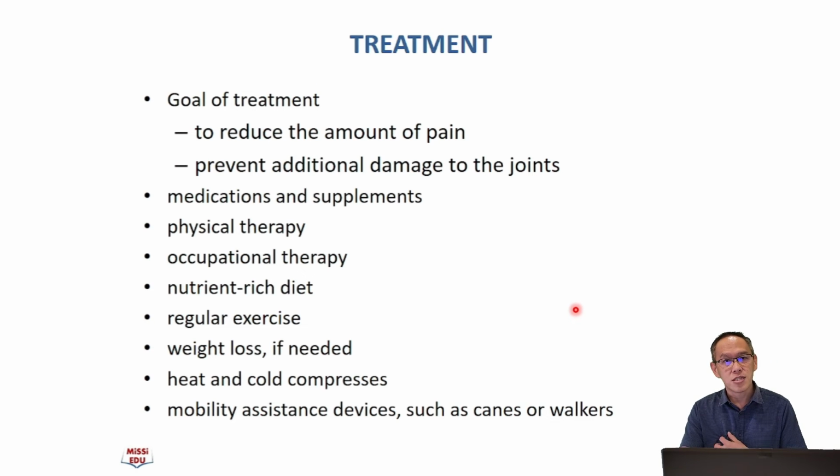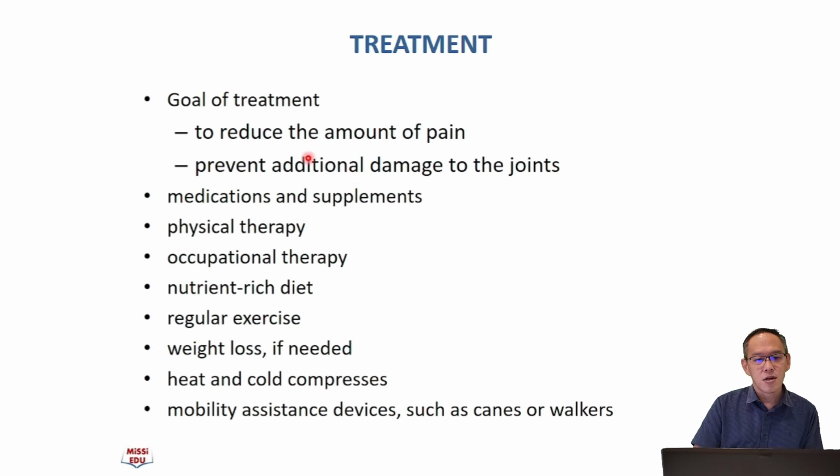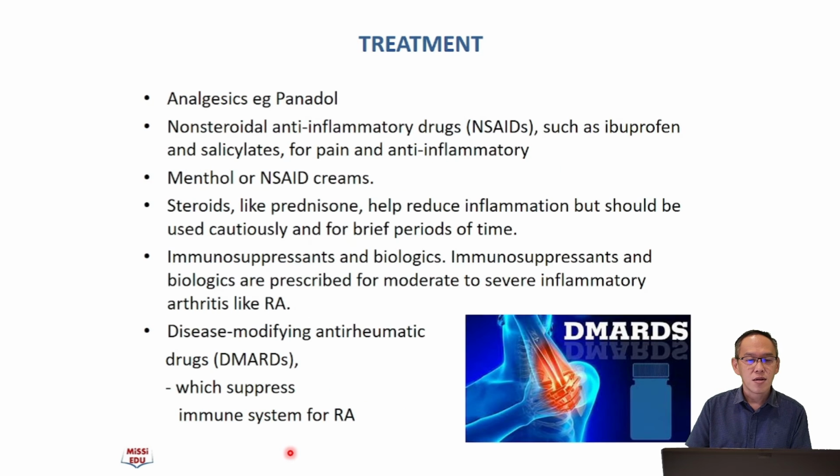Now, what are the treatments in general for arthritis? The goal of treatment is, of course, to reduce the amount of pain, to prevent additional damage to the joint. And use medication, sometimes you can use supplements to control the pain and inflammation. Physical therapy, occupational therapy, regular exercise, nutrient-rich diet, weight loss if needed, heat and cold compress, and sometimes we may have to use mobility assistive devices such as cane or walkers. Now, we go through one by one.